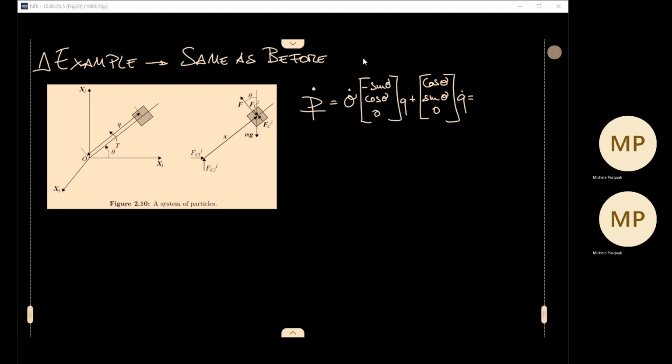And we can rewrite this as a matrix product like this: minus Q sine of theta, Q cosine of theta, cosine of theta, sine of theta, multiplying the vector theta dot and Q dot. Okay. So that our P dot is just a matrix that we can call B times Q dot, where this is B, basically.